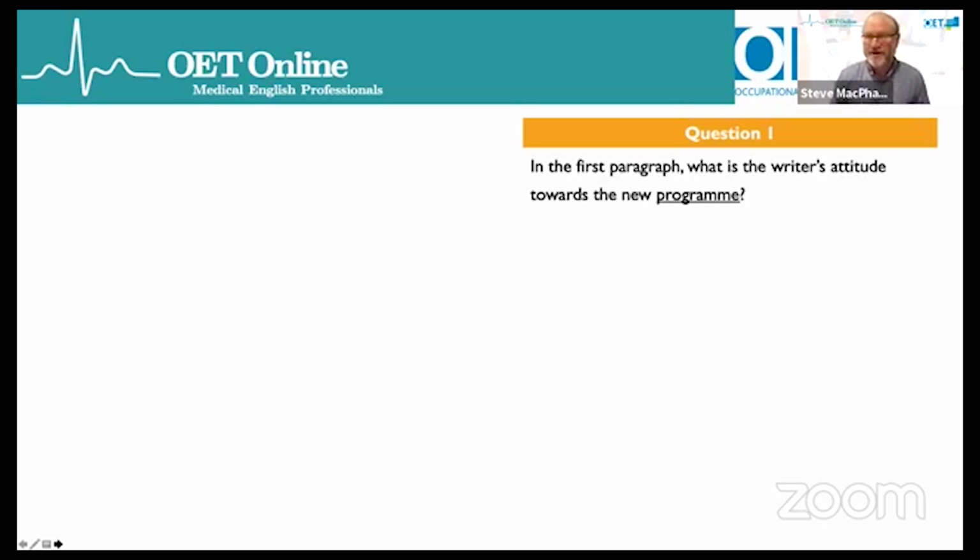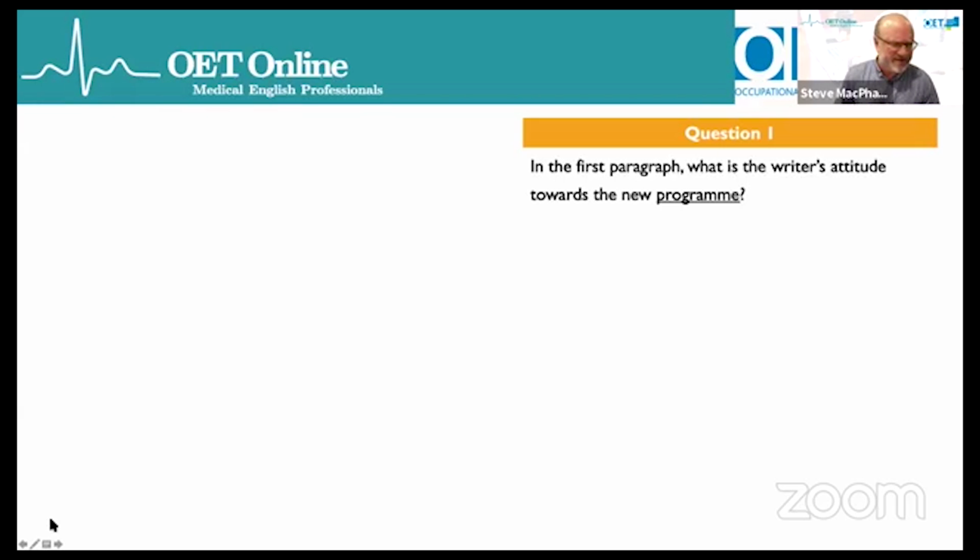Okay, so the first one, I'm just going to show you the question only. Can everyone see that question on the screen? Question says, in the first paragraph, what is the writer's attitude towards the new program? So there must be some type of new program, but what we're really looking for here is the writer's attitude. So that's the key element here.